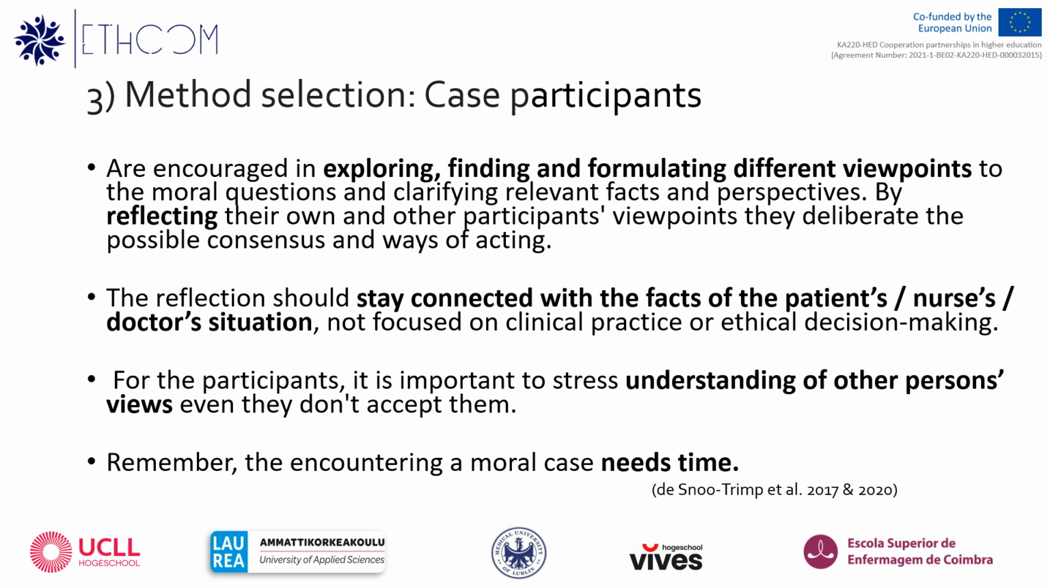Stage 3. Method selection. Case participants. The number of participants and students can be as low as 2 or as high as 20, depending on the size and dynamics of the class. The case participants are encouraged to explore, find and formulate different viewpoints on the moral questions and clarify relevant facts and perspectives. By reflecting on their own and other participants' viewpoints, they deliberate the possible consensus and ways of acting.